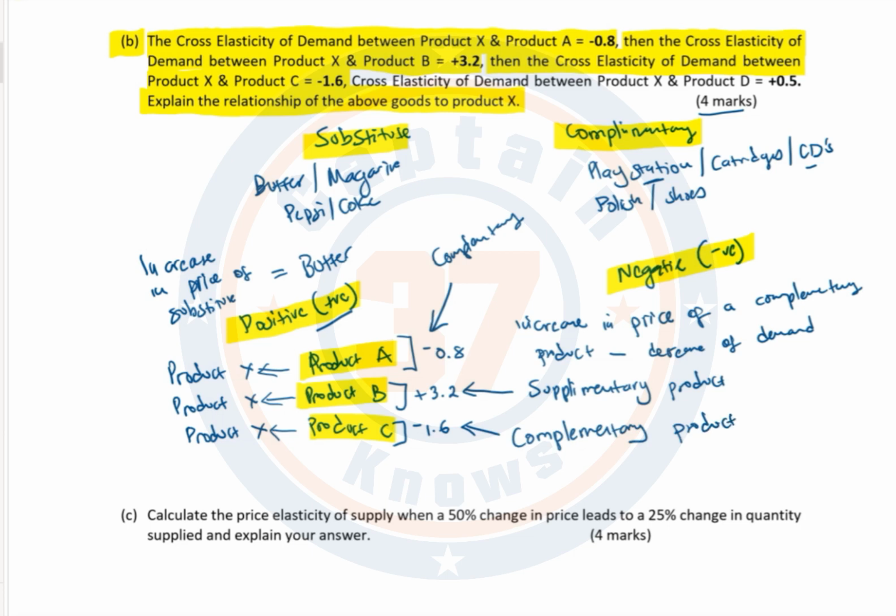And so the only thing that you needed to write on the exam for 4 marks is simply to say the relationship between product A and product X is complementary, meaning one is a complementary product to the other, meaning the two products cannot be used exclusively. They need to be used together. You'd have to note that the relationship between B and X is this one, and the relationship between C and X is this one. And this is how you had to attempt this question. Just those 3 points are what you had to write to get your 4 marks.